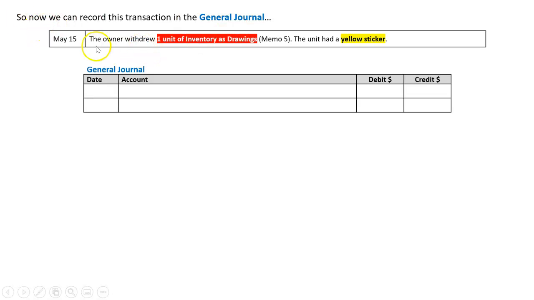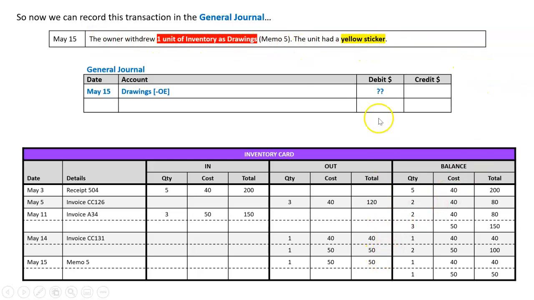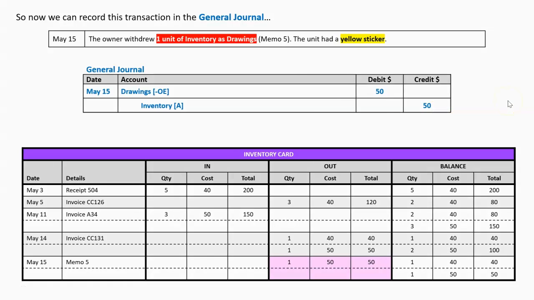Here's the transaction that we just did. General journal, we've got drawings. It will always be a debit because it's a negative to owner's equity. What's the amount though? We can't tell from reading that. It just says the owner took 1 unit with a yellow sticker. And that's the point of this inventory card, because now we can go, it says memo 5. Let's match up memo 5 here. It says that's $50. So we're going to do $50 there. And it's an out, so outs make inventory go down. So that's $50 there. And that's how we deal with drawings under the identified cost method.